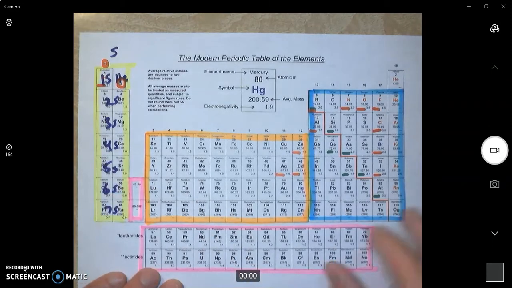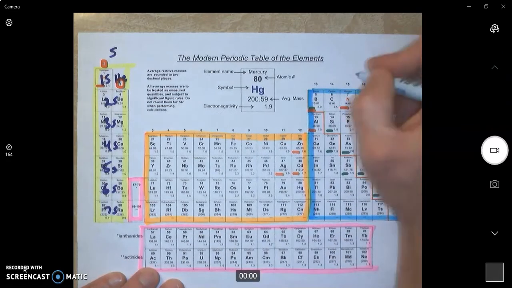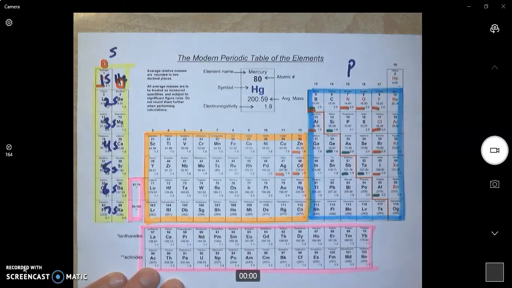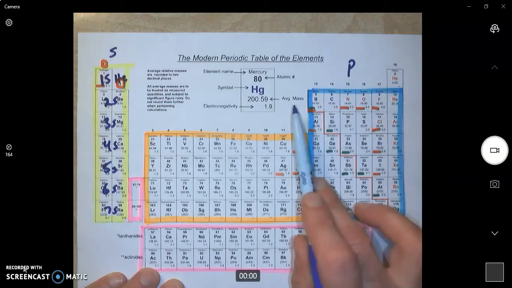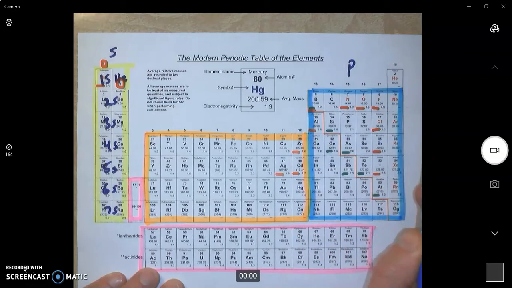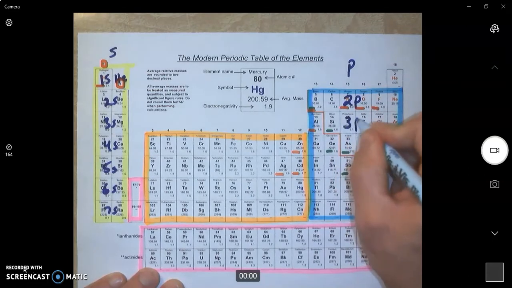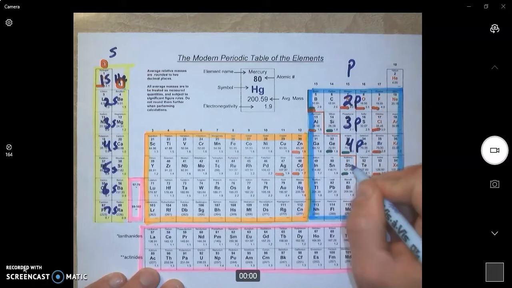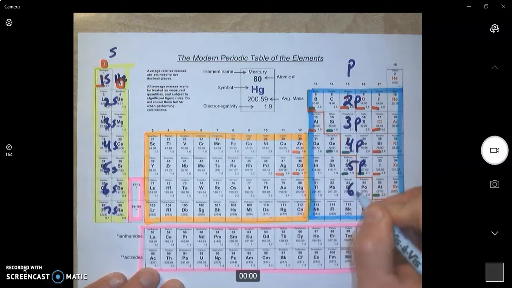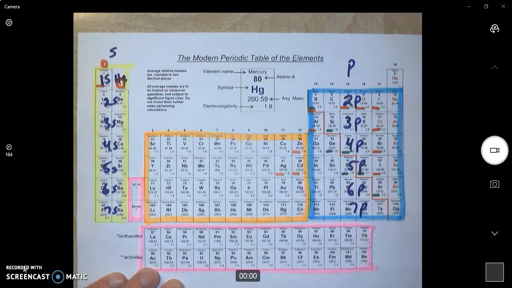Okay? The next block we hit as we're going through the periodic table following the atomic numbers is the P block over here. Just like the S block, whatever row of the table we find ourselves in, that's the sublevel we're at. So this is going to be our 2p, this is going to be our 3p, our 4p, 5p, 6p, and 7p.